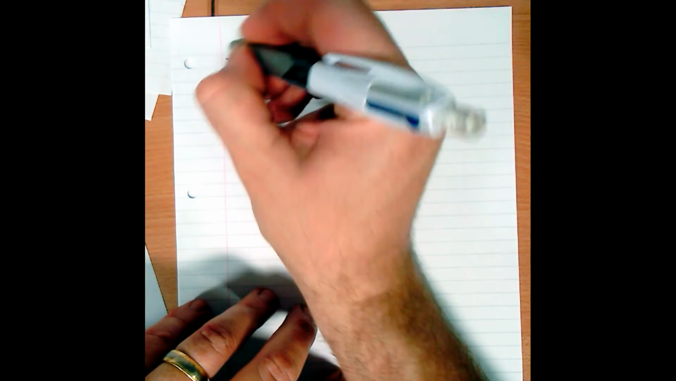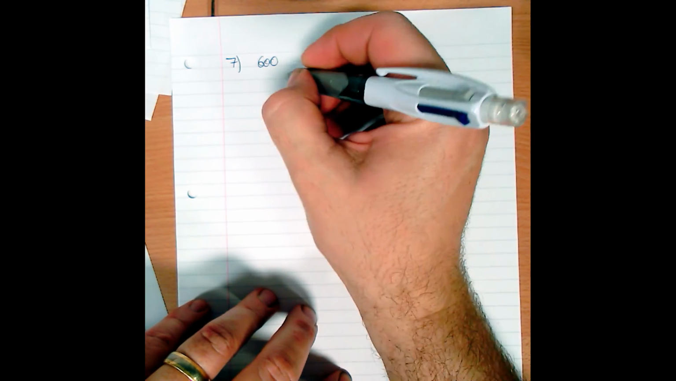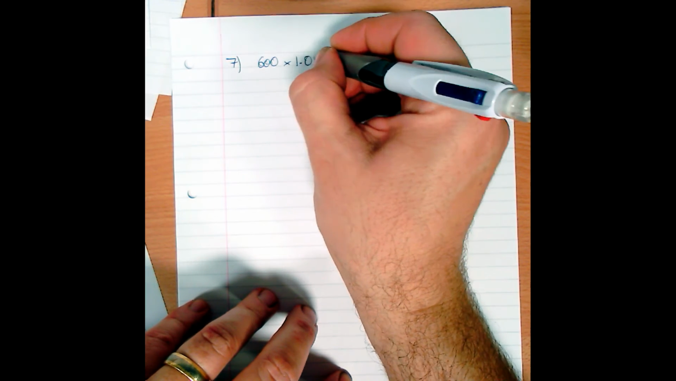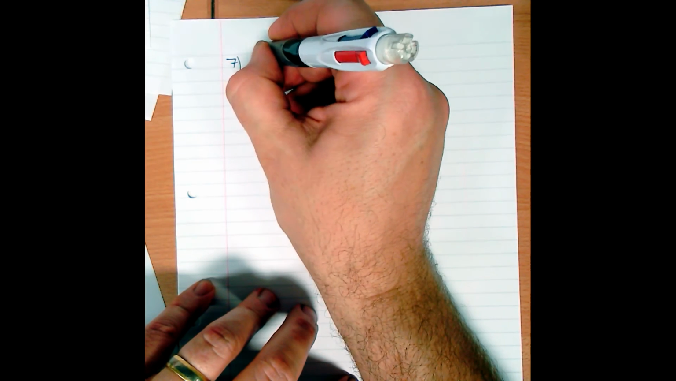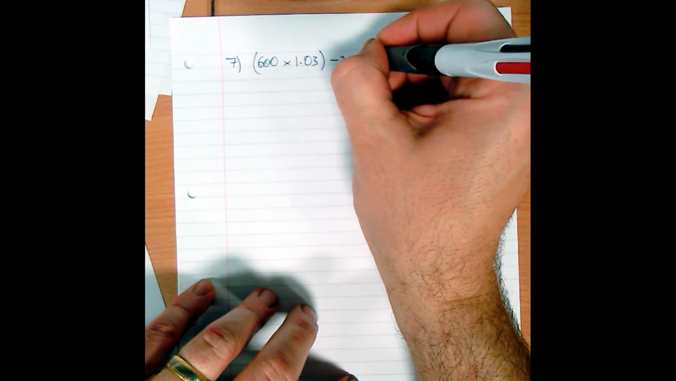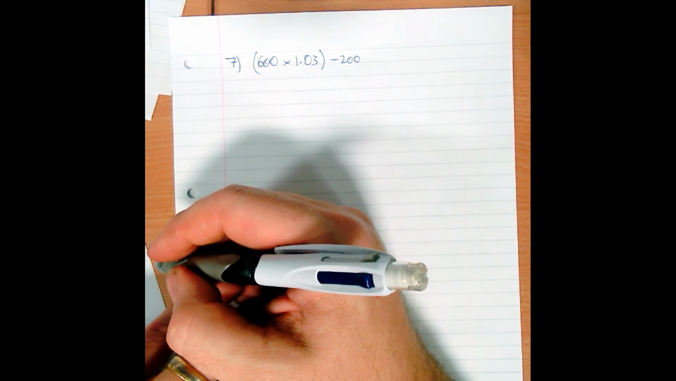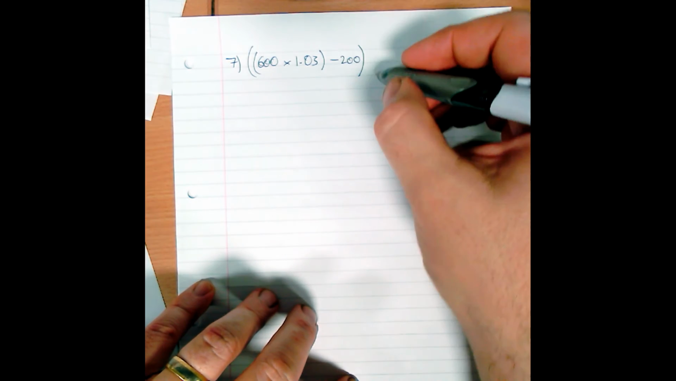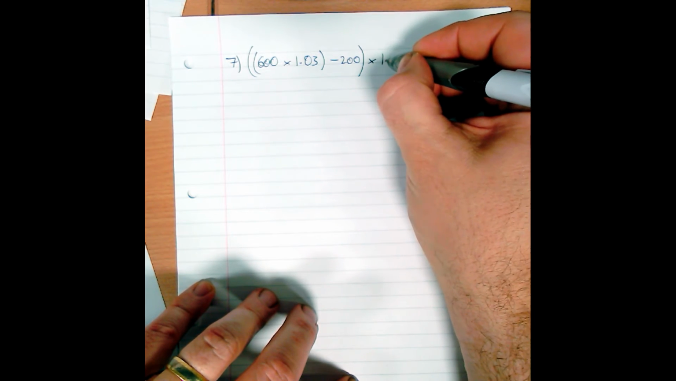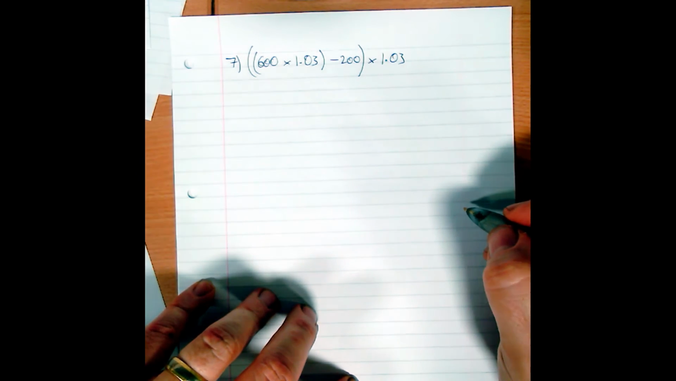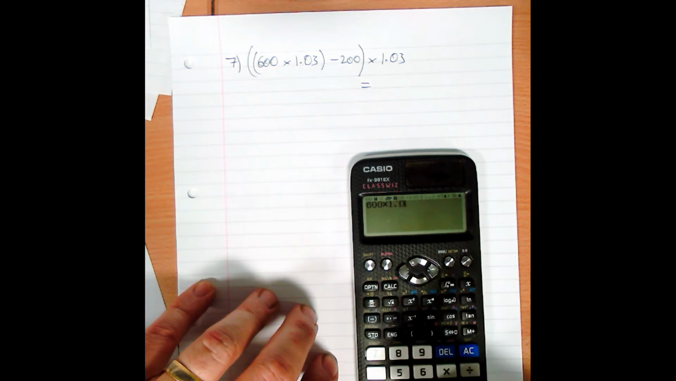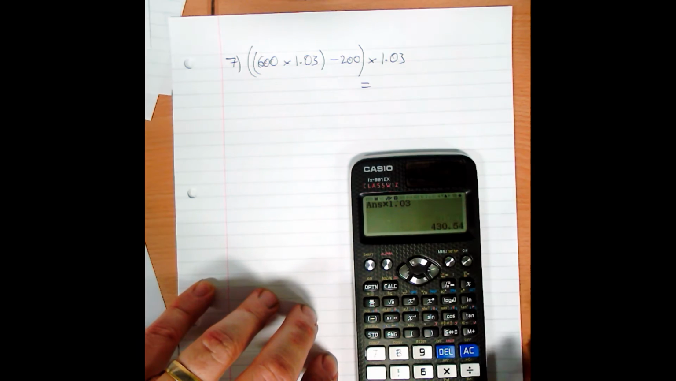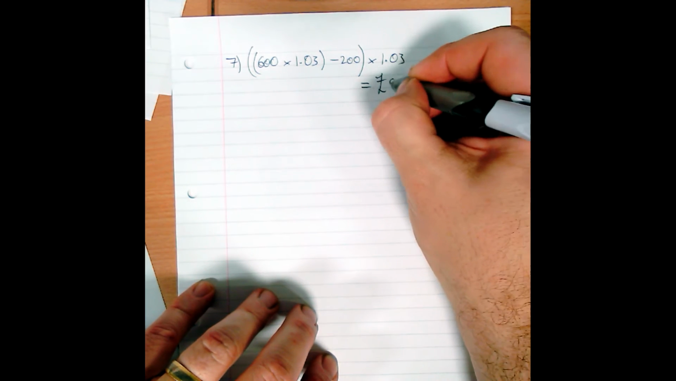Okay, so £600 times by 1.03. Now she does that for a year. Then she takes away £200 and then leaves that, and that attracts 3% interest. I'm just going to type that in then. 600 times 1.03, take away 200, and then times that by 1.03. 430.54. Done.